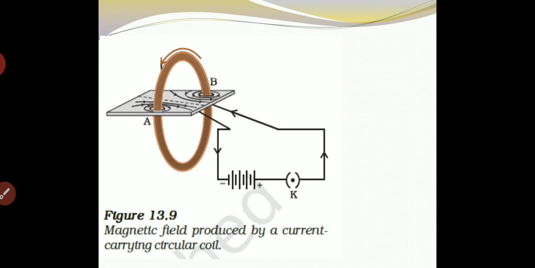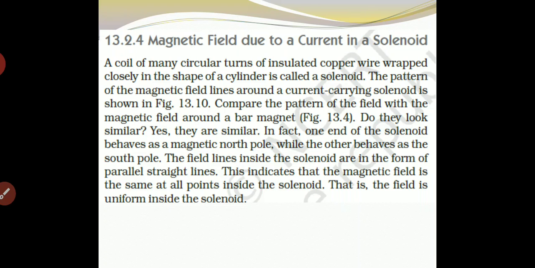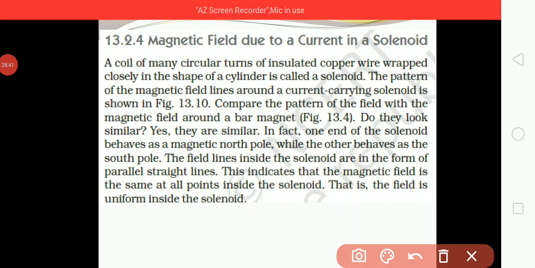So this is the magnetic field produced by the current carrying circular coil. Now, the magnetic field due to the current in the solenoid. A coil of many circular turns of insulated copper wire wrapped closely in the shape of a cylinder is called a solenoid.